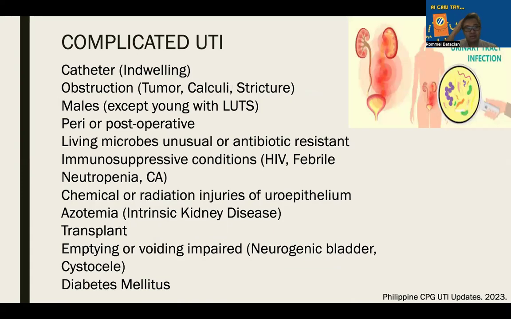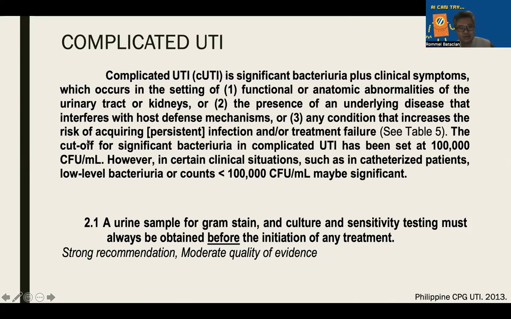So these are the factors, and if they are present in the patient, it means the infection could be complicated. So the word complicated is the abbreviation of those factors. It is a significant bacteriuria plus clinical symptoms occurring in the presence of a functional or anatomic abnormality in the urinary tract or kidneys. There's an underlying disease that interferes with the defense mechanisms of the person, and those conditions that increase the risk of acquiring a persistent infection or failure of the treatment.